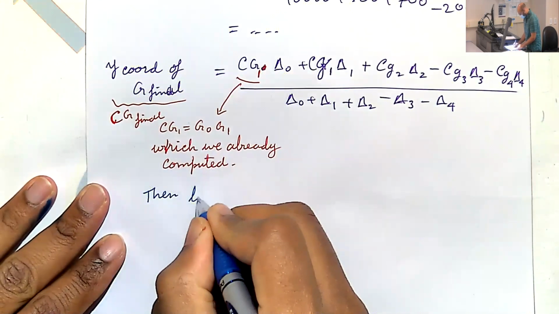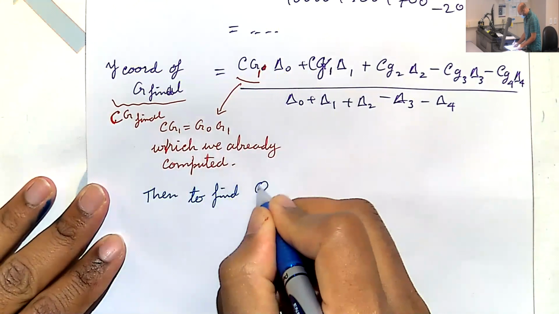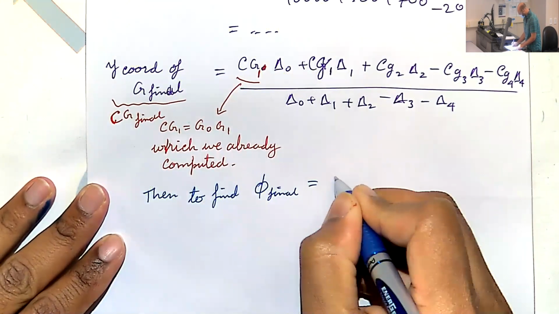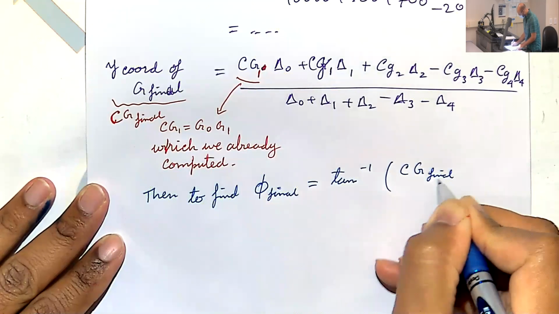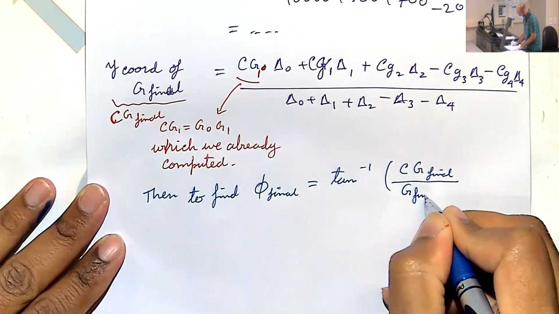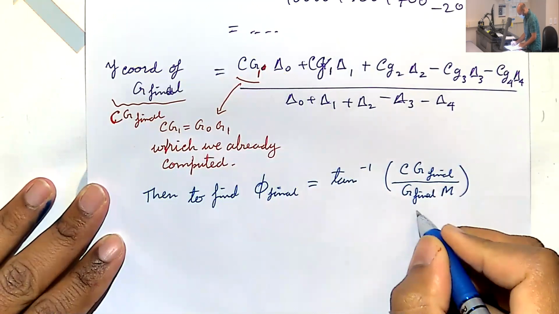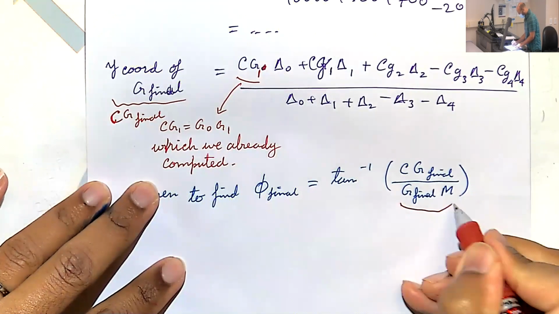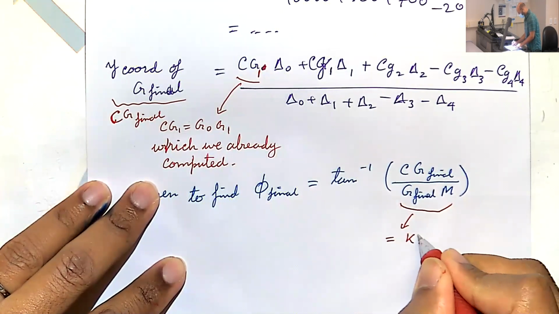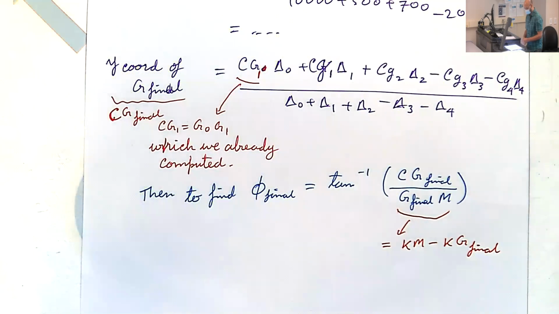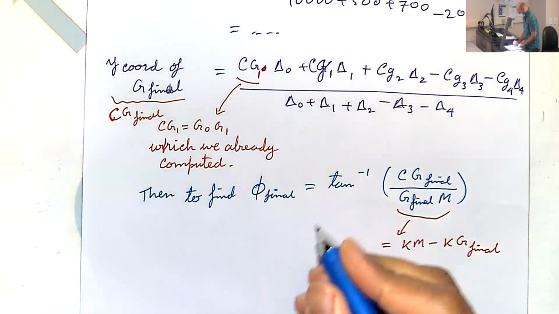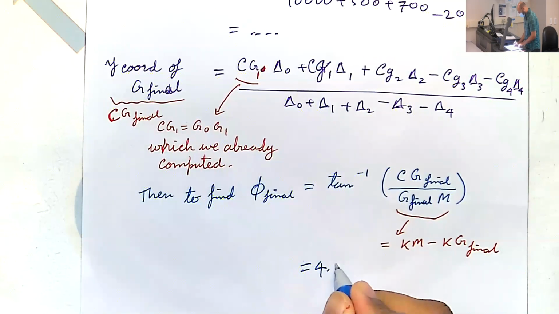Then to find phi final equal to tan inverse, this is unknown right now. G final M is unknown, but this is basically equal to KM minus KG final. And that's it. You have everything you need. The answer you'll get is 4.9 degrees.